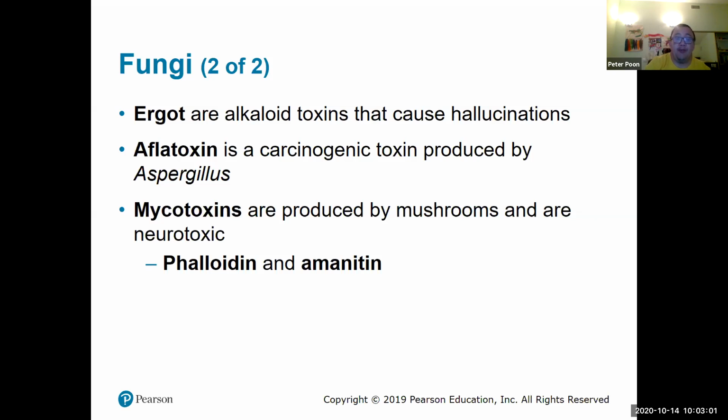And what they realized after looking at the weather patterns at the time was they had a very wet, very warm winter. And that allowed the ergot to actually grow a lot. And ergot in large amounts causes hallucinations, and so who were first arrested as witches?